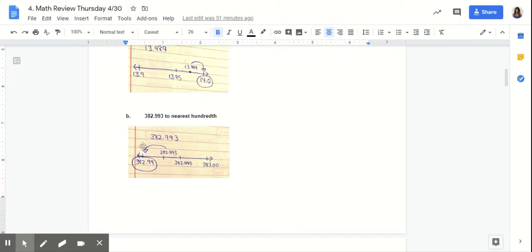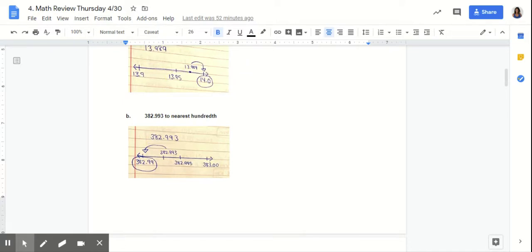The next one, we were working on rounding to the nearest hundredth. Okay, so I have 382 and 993 thousandths, and it wants me to round to the nearest hundredth. So my endpoints, again, I have 382 and 99 hundredths. And then, of course, I can't go above 9, so it's not going to go to 382.00 because that's going lower. I'm going up to the next available number for my place value.